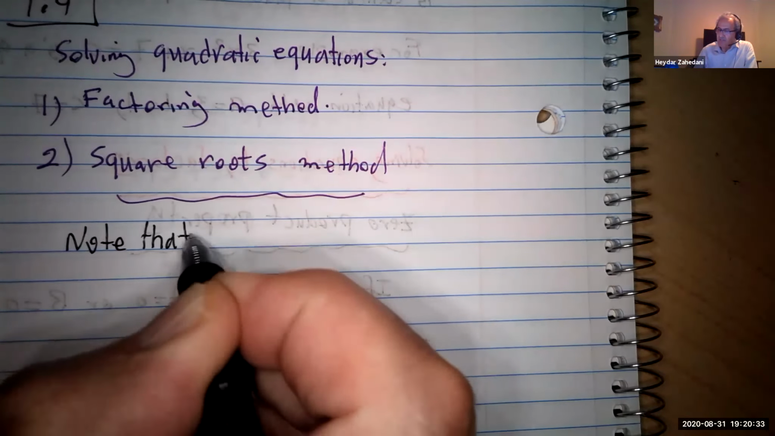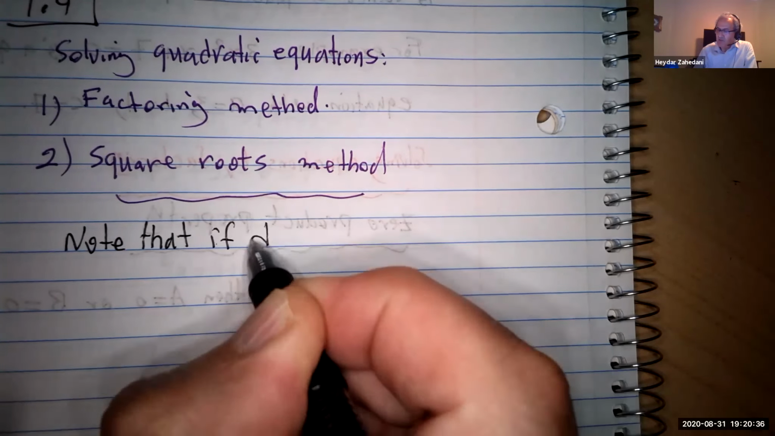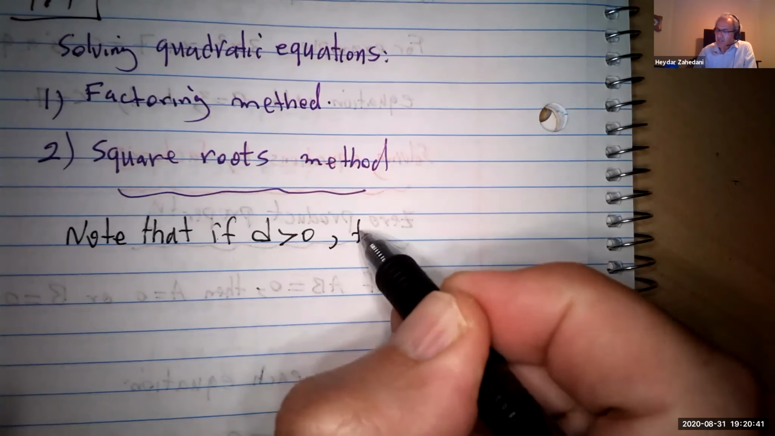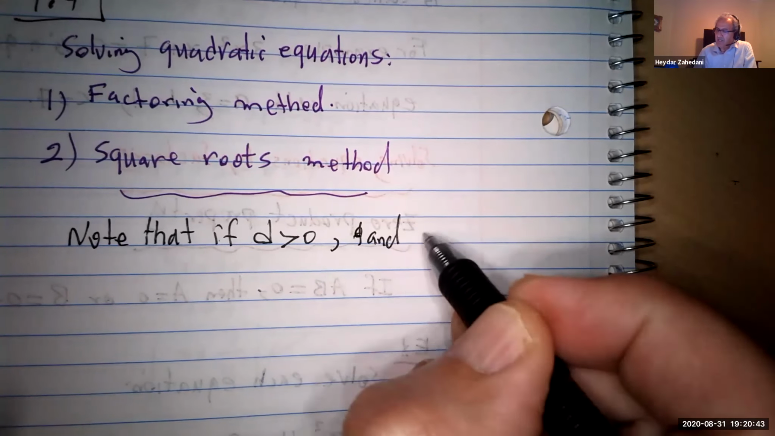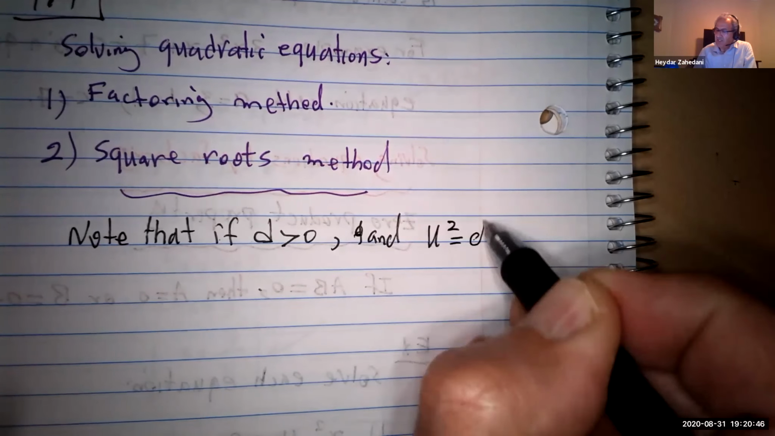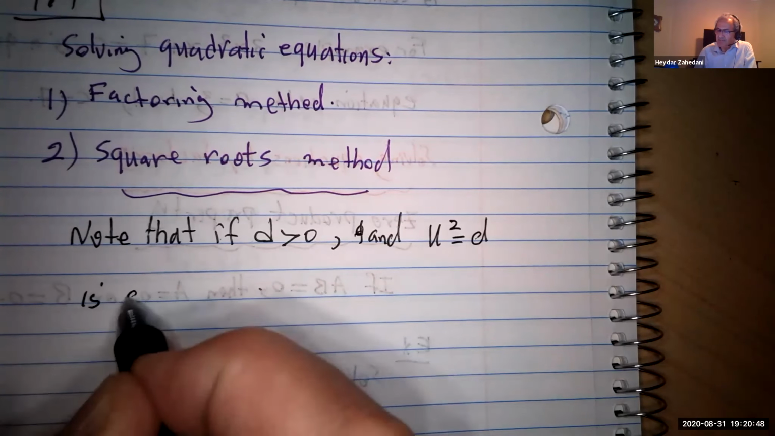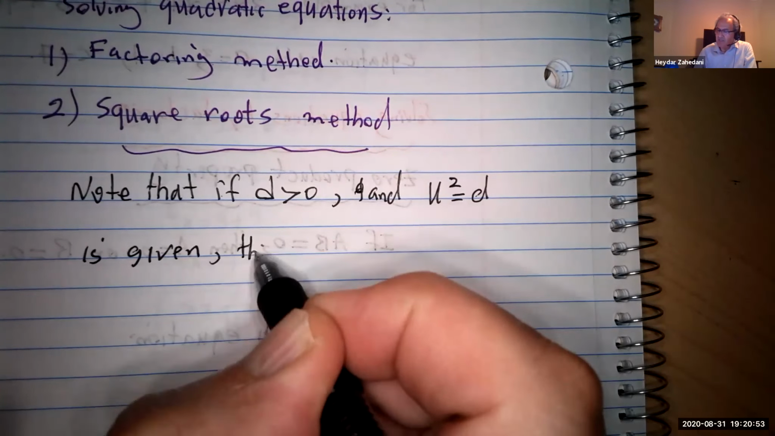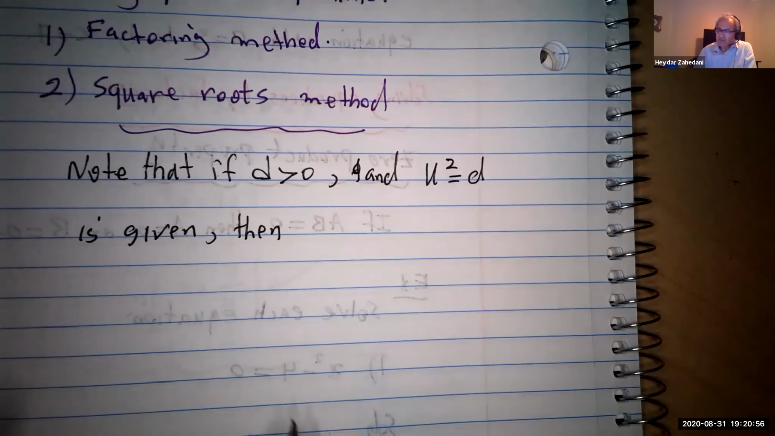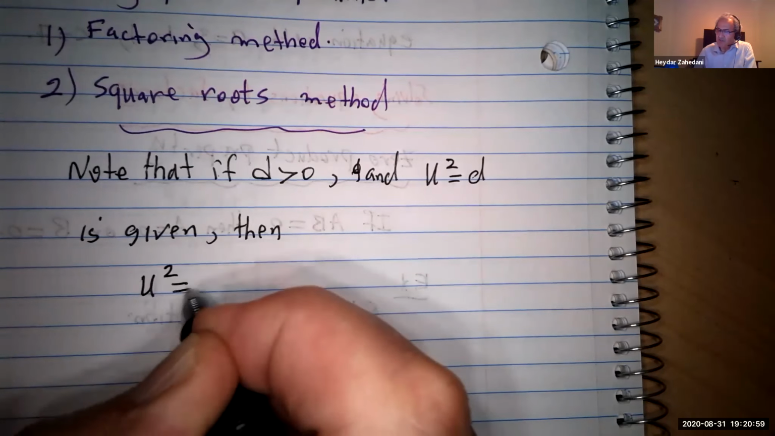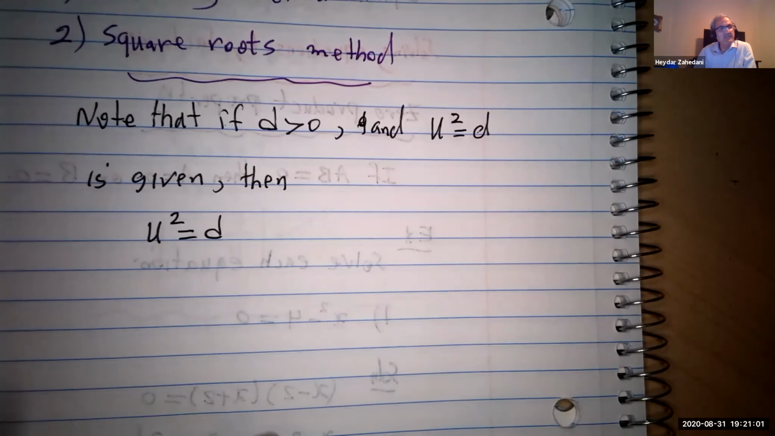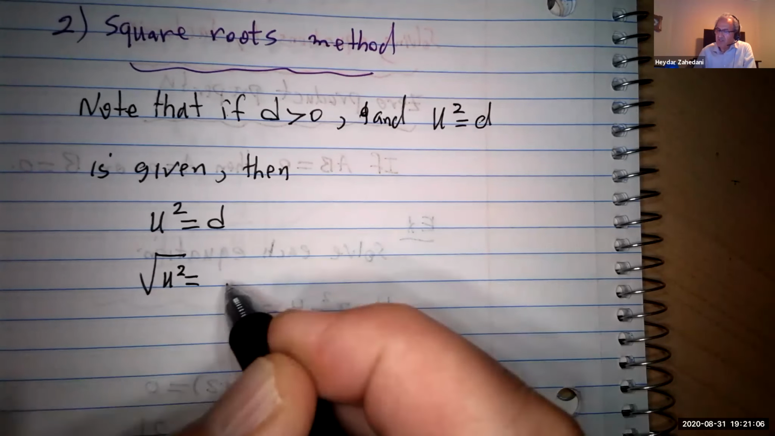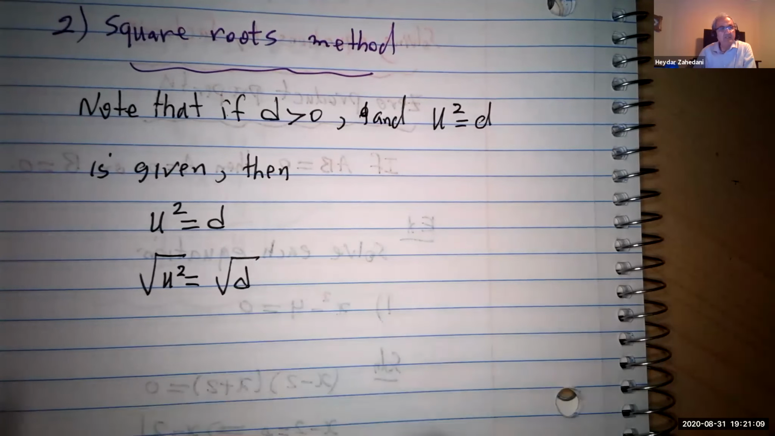Note that if D is a positive number, and U squared equal to D is given, then this is what's going to happen. We have U squared equal to D. We can take the square root of both sides. So that gives us radical U squared, which is equal to radical D.